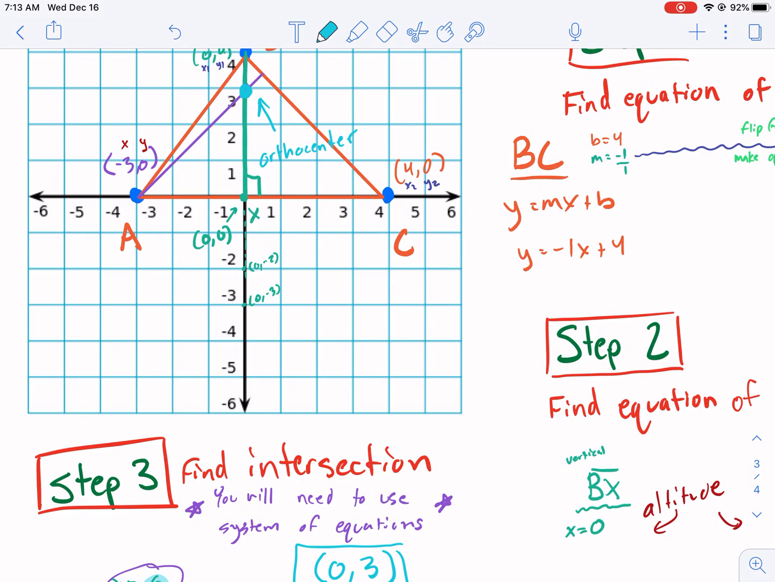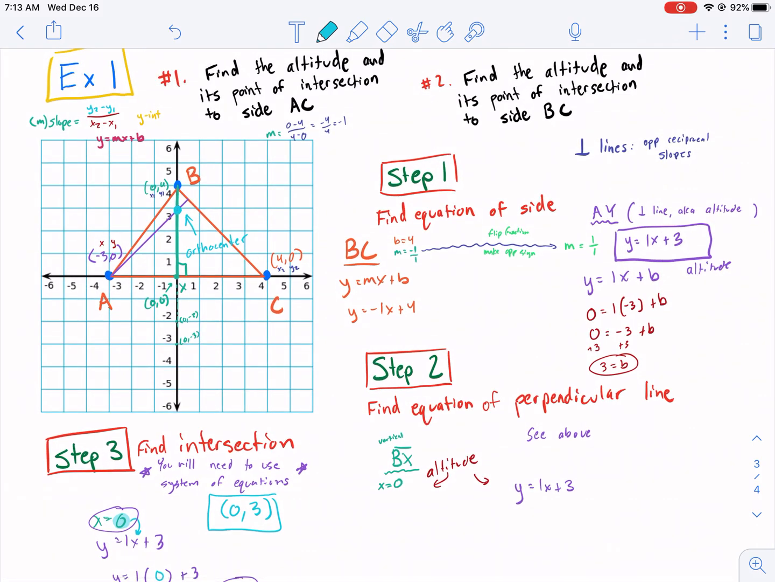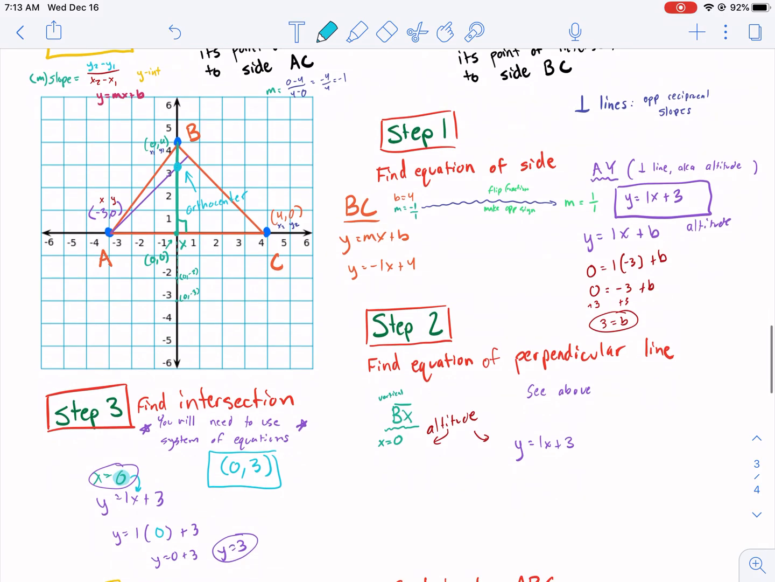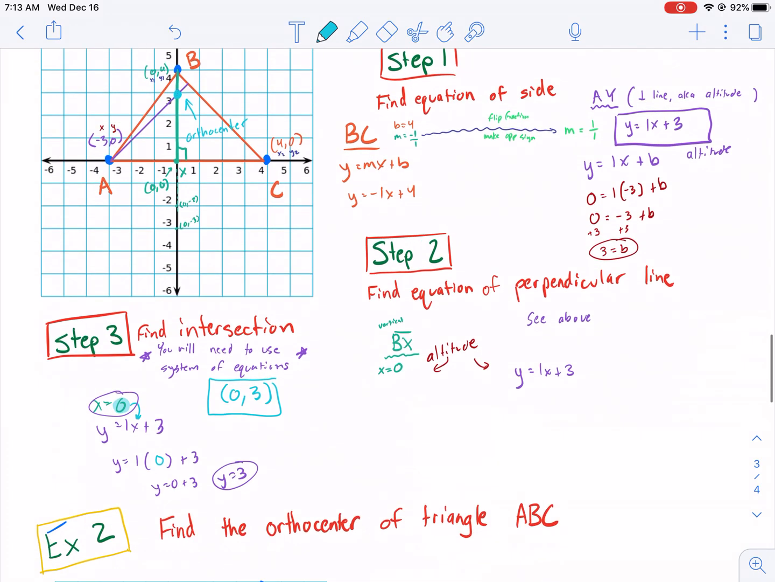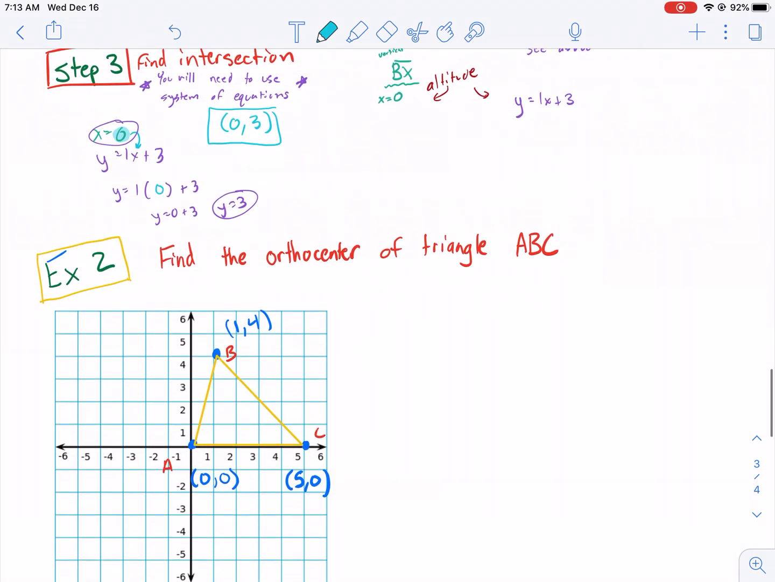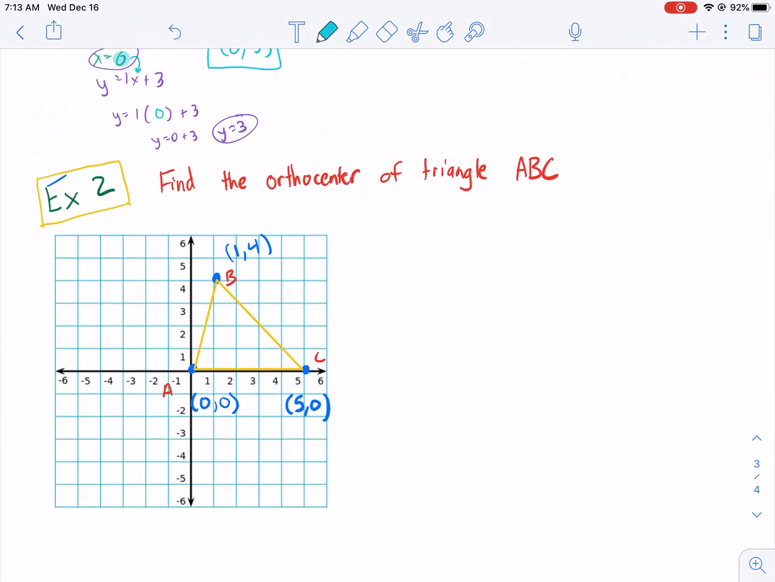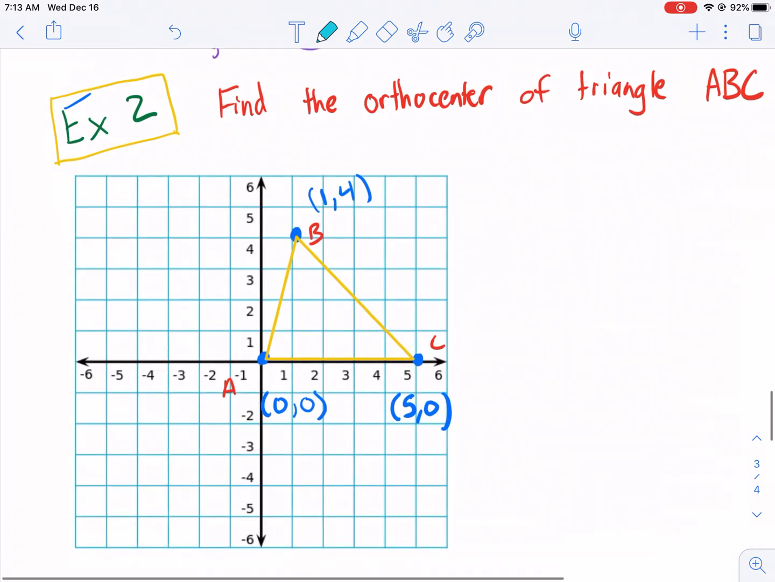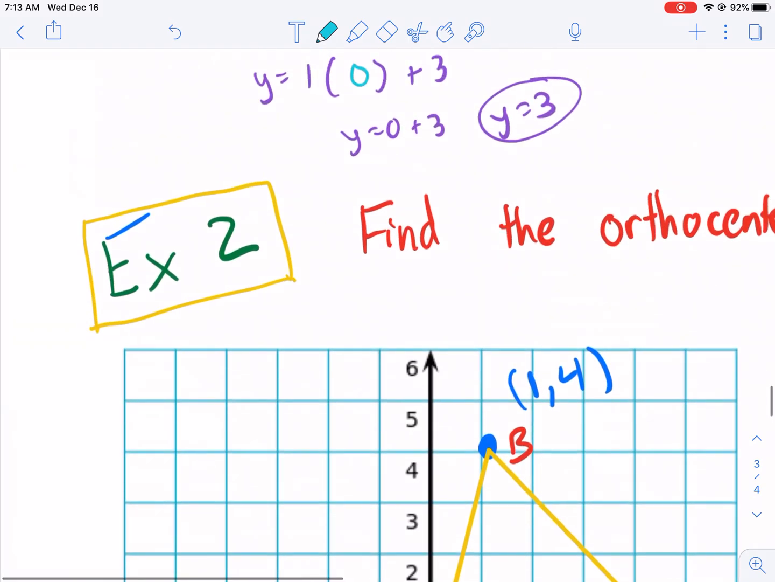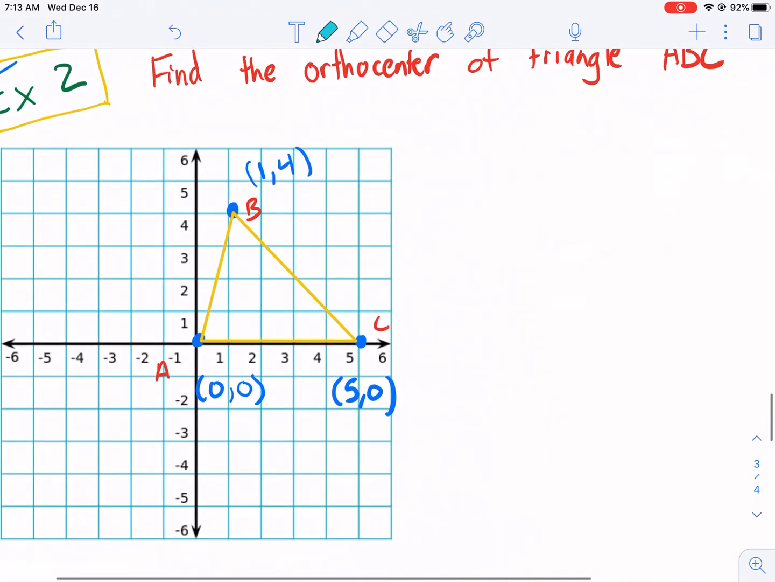So that's how you do it. You have to find the equation of the opposite side, you find the equation of the perpendicular line, that's going to be your altitude, and then you find the intersection between those 2 lines, because you have to do at least 2 altitudes. Okay, we're going to try to do this one a little quicker. I'm going to take some shortcuts, so bear with me here. Look at this nice little example too that I drew.